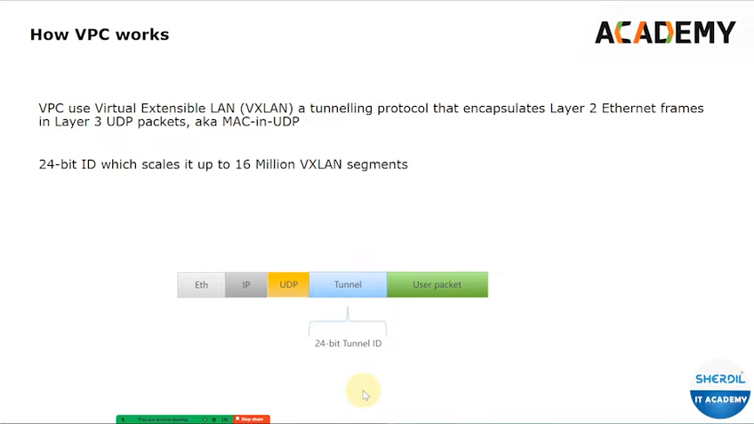VPC uses the virtual extensible LAN, called VXLAN, which is a tunneling protocol. By the way, all of this works underlying the hardware, at the API layer. You cannot see this type of traffic and how it is communicating with each other. This is behind the Alibaba Cloud Console.